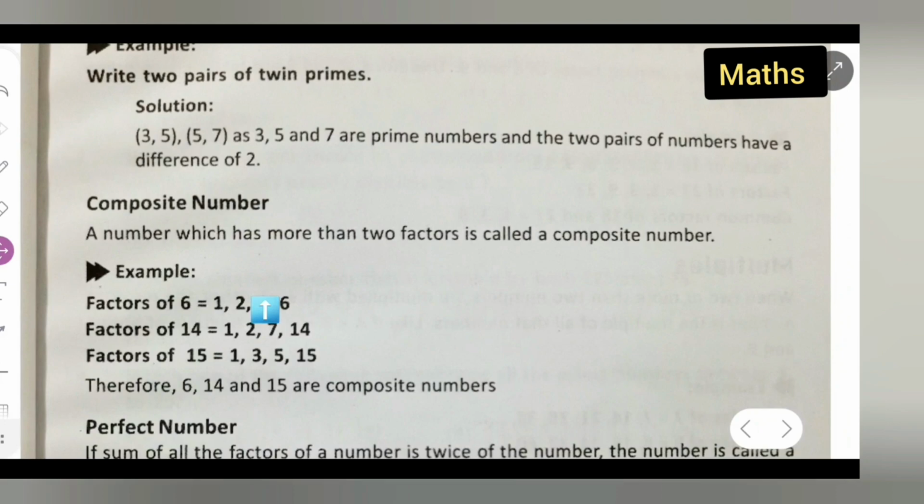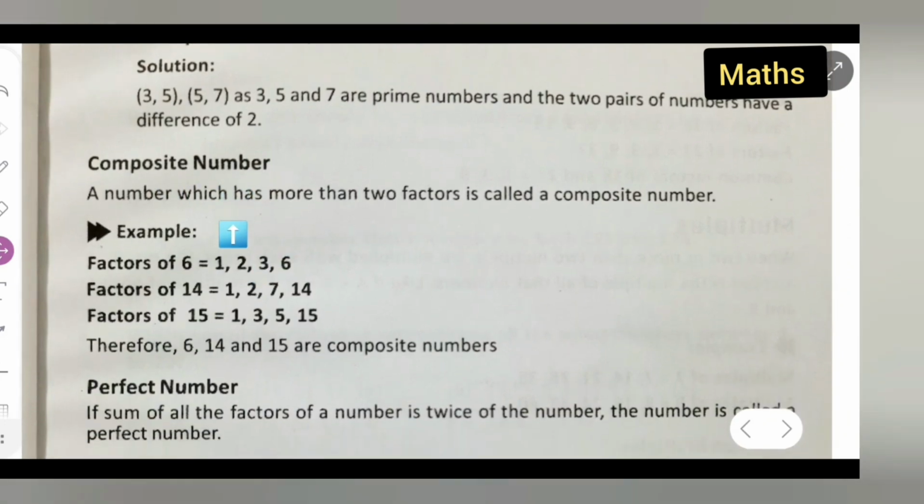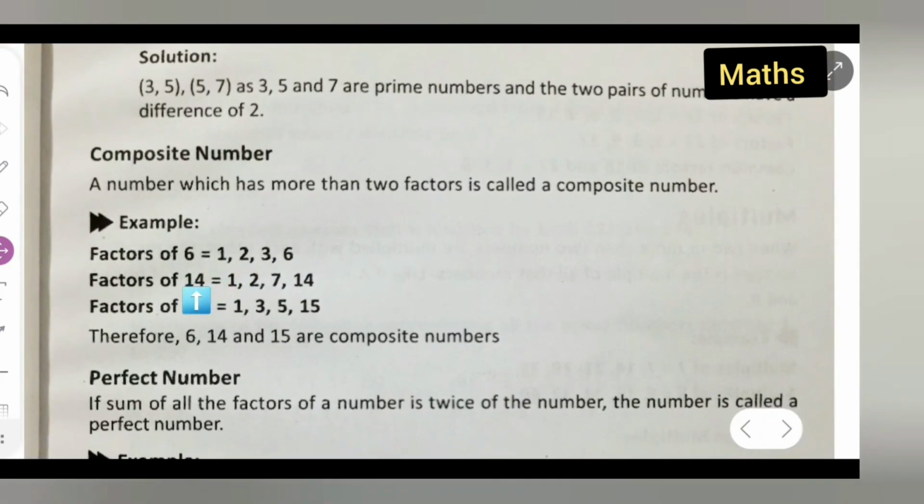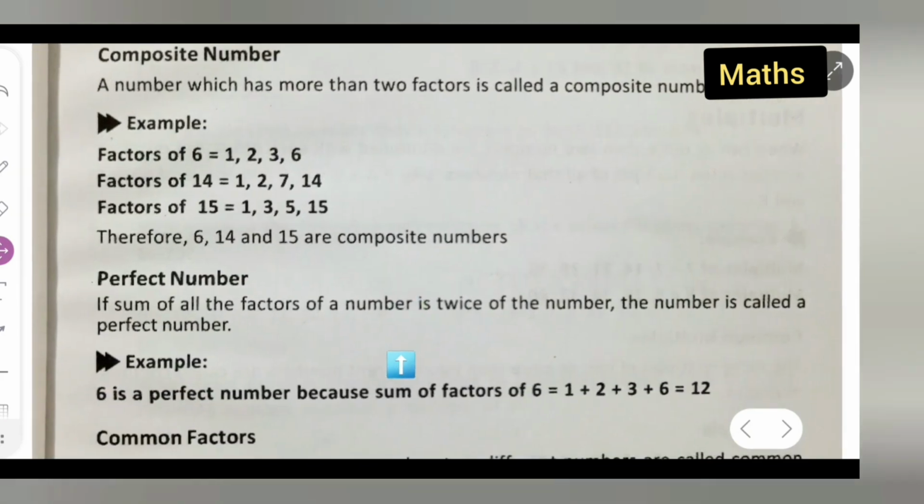2. Let us see what are the composite numbers. A number which has more than 2 factors is called a composite number. Like factors of 6 will be 1, 2, 3, 6, because 2 3s are 6, 3 2s are 6, and 6 1s are 6. In the same way, factors of 14 are 1, 2, 7, 14. Factors of 15 are 1, 3, 5, 15. Therefore, these 6, 14 and 15 are the composite numbers.